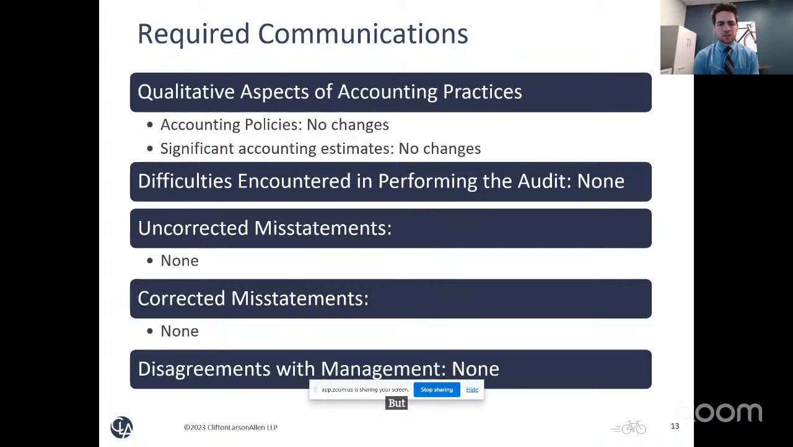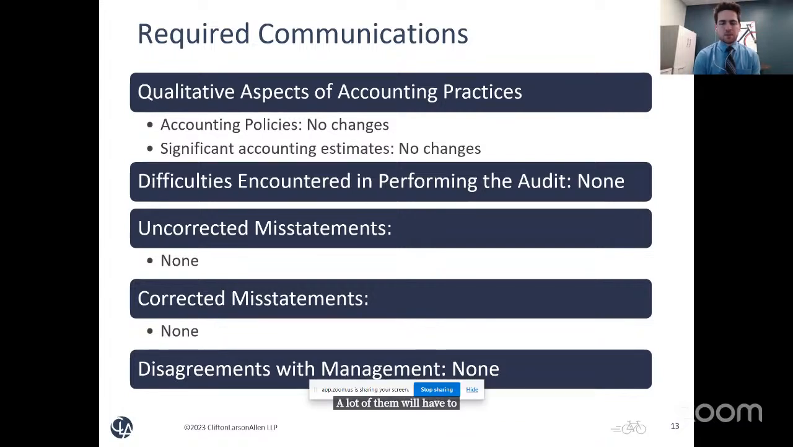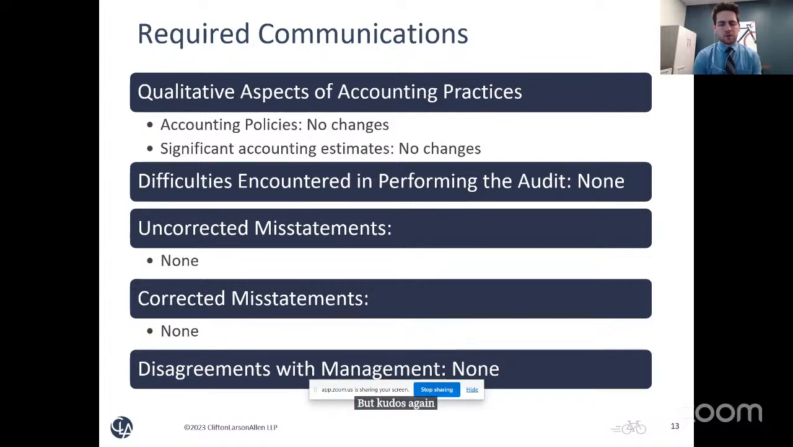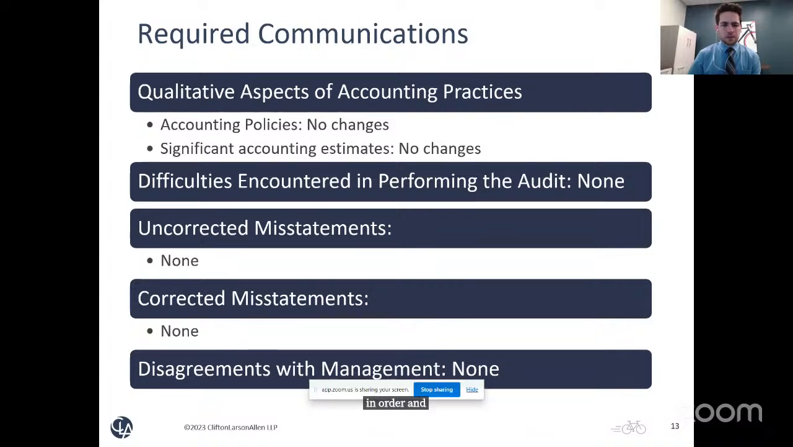But kudos to the district for not having any required adjustments to get to that clean audit opinion. Really, the clean audit opinion is something that most governments should be expecting to receive. A lot of them will have to go through a number of adjustments and find things that are corrected during the audit process. But kudos again to the district for a very clean audit. So basically nothing being presented here means that everything presented to us was materially correct, and that all the district's records were in order and well organized when we received them.